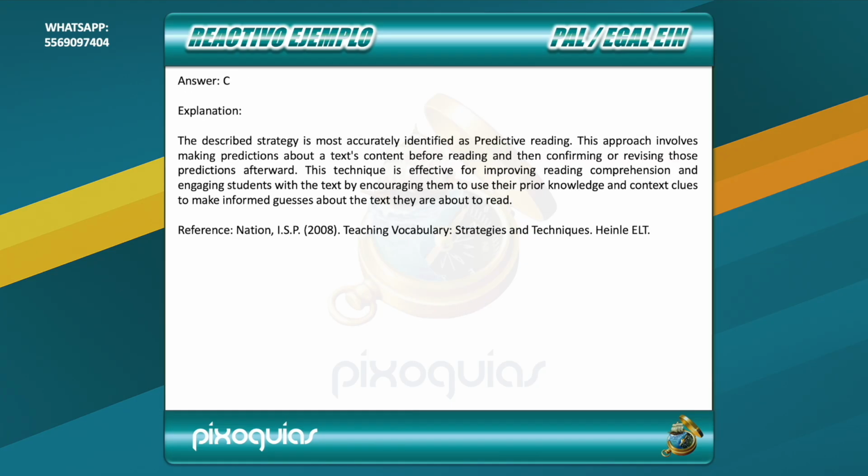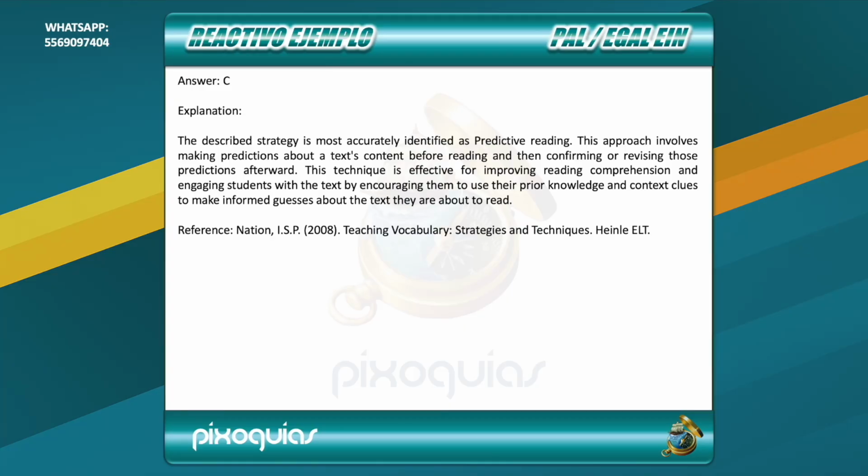The right answer is C. Let me explain. The described strategy is more accurately identified as predictive reading. This approach involves making predictions about a text's content before reading and then confirming or revising those predictions afterward.